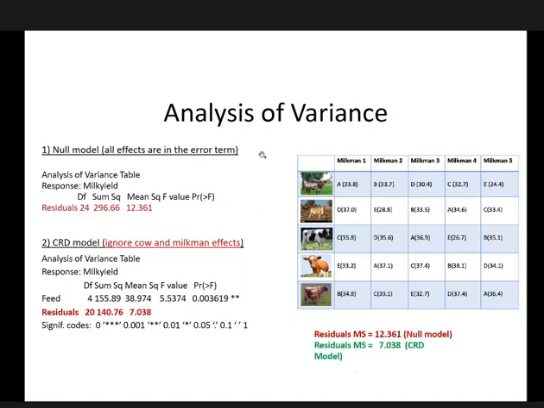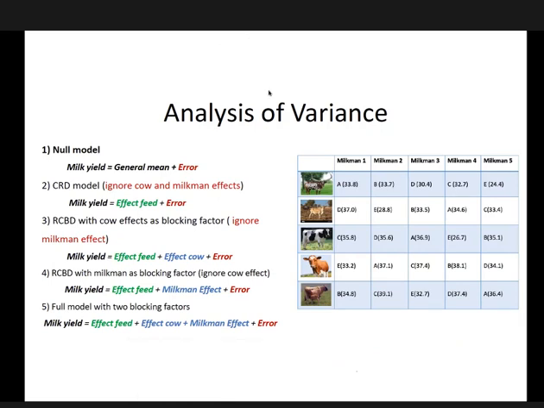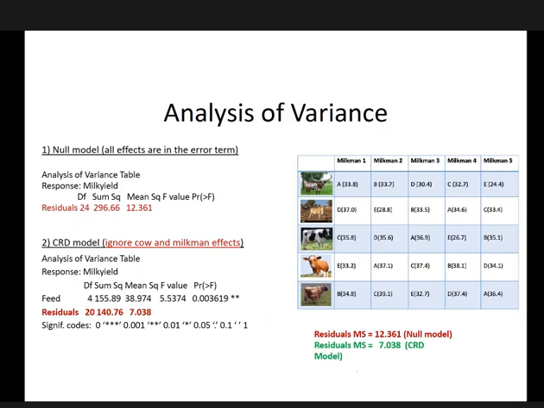Okay. So now what we are going to do is look at each of the models one by one and look at the error term, and then we are going to compare the different error terms. The first thing that we do is look at the null model. Remember, in the null model we are ignoring the effect of the feed, the effect of the cow, and the effect of the milkman. So in this case, this one will have the highest amount of error because all the other effects will be in the error.